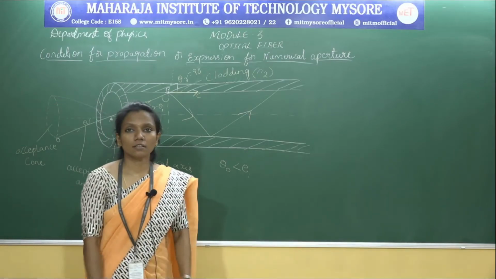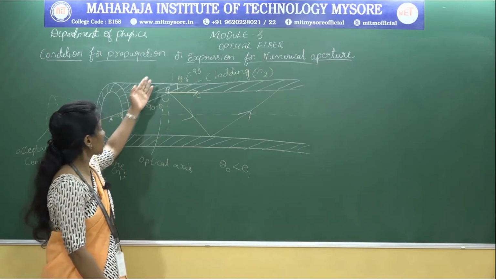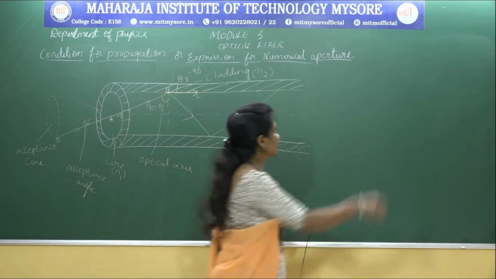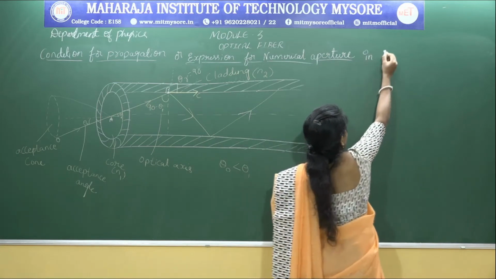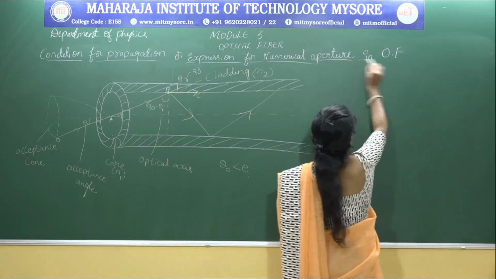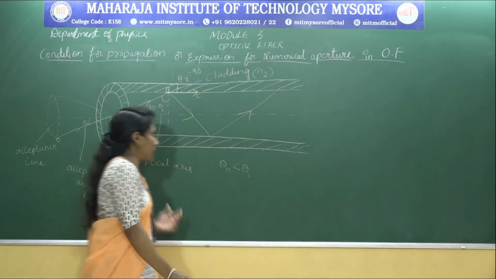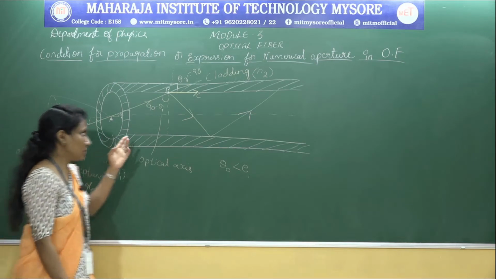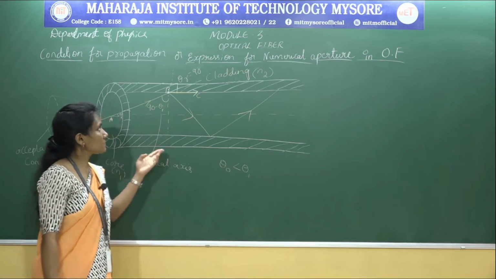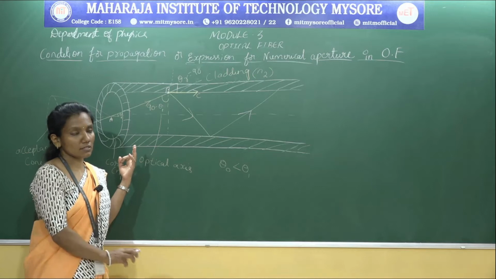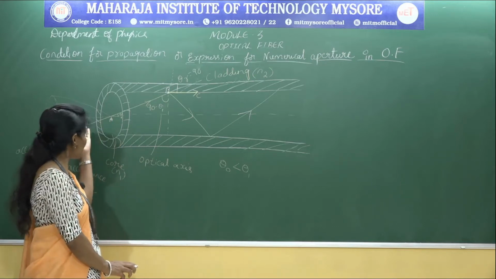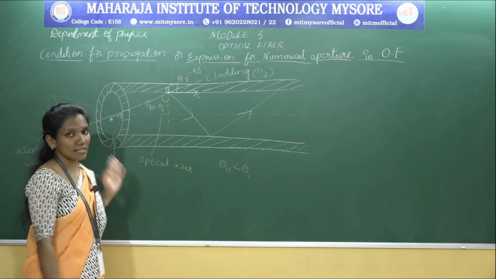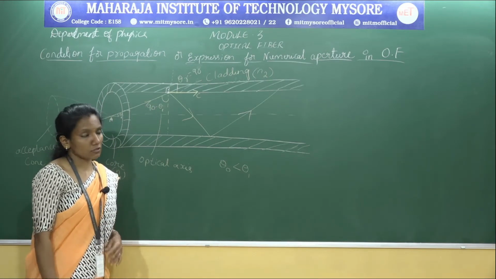Okay, next is the condition for propagation, or the expression for numerical aperture in an optical fiber. When a ray of light is incident inside the optical fiber, total internal reflection will take place for an angle of incidence which is greater than the critical angle and lesser than the acceptance angle. So that we get to know.